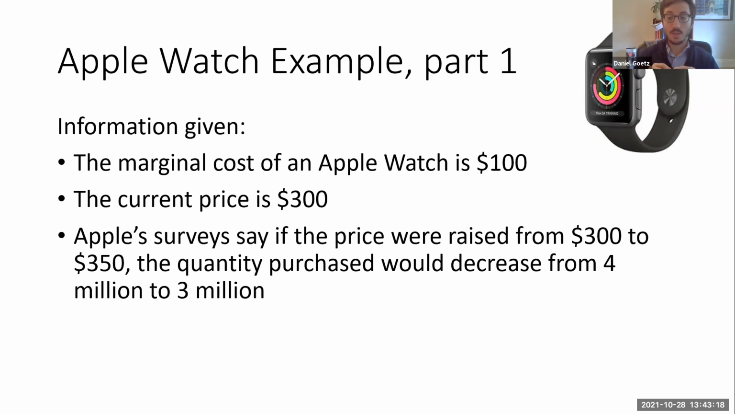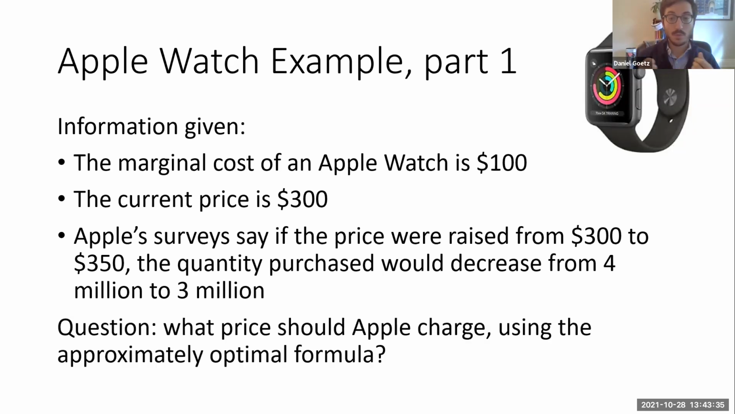Now, Apple's surveys say, if the price were raised from 300 to 350, the quantity purchased would decrease from 4 million to 3 million. So they ran a survey, and these are the numbers they came up with. So the question is, what price should Apple charge using the approximately optimal formula, right? We're currently at 300. Should we change that? To help us understand whether we should change it, we ran this survey, which describes basically, if we raise the price $50, people say that they would buy that much less.